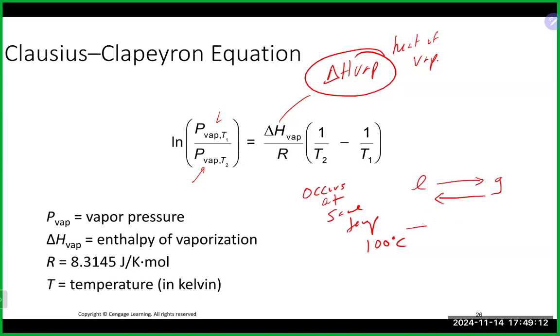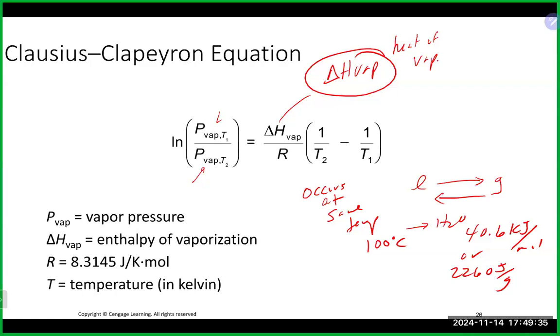By the way, for water, it's roughly 40.6 kilojoules per mole, or about 2260 joules per gram, give or take. And actually, the number is the same regardless of which way you're going. It's just whether or not the process is endothermic or exothermic.